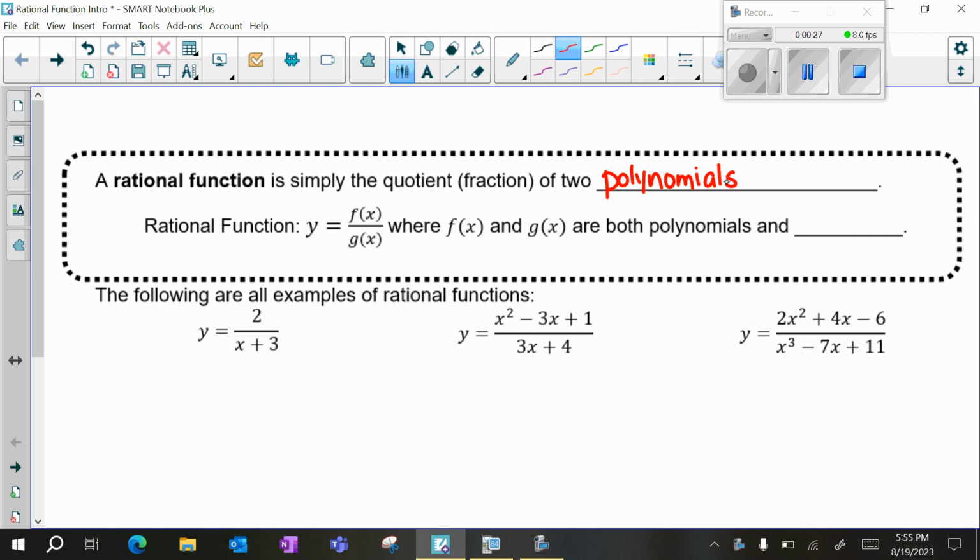So it would be something like y equals f of x over g of x, where f of x and g of x are both polynomials and g of x cannot equal 0. So below there are three different examples of rational functions.